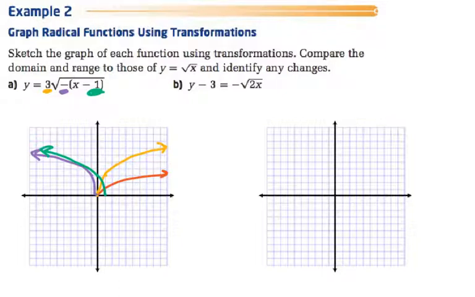Slight issue with B in that we don't have y isolated. We do need to get it that way in order to graph this as efficiently as possible. So I'll add 3 to both sides. We will have y equals negative square root of 2x plus 3.